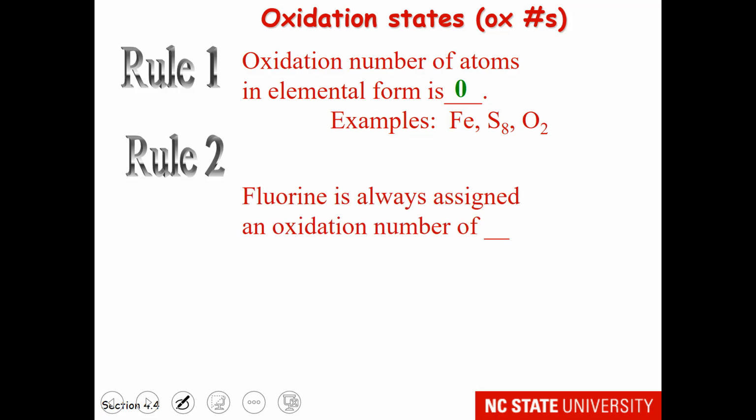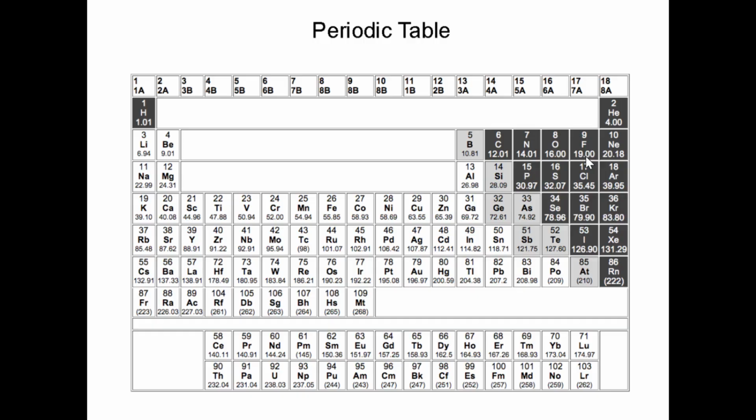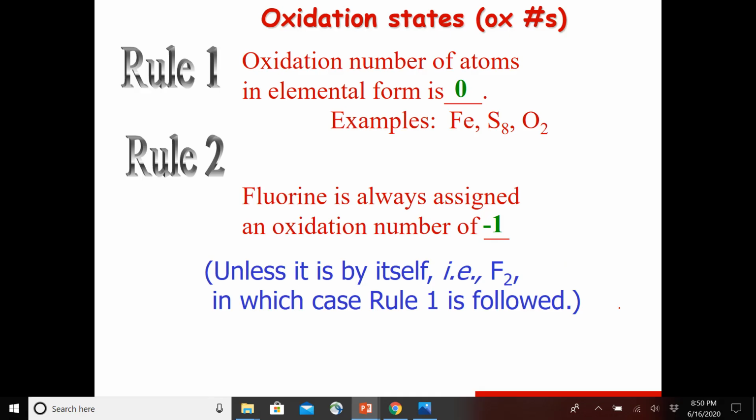Next rule. Fluorine is always assigned an oxidation number of -1. Let's look at fluorine in the periodic table. It is the most electronegative element. So when fluorine is within a compound with any other element, it's going to take that electron and have a -1 oxidation state. Now these rules have a priority.